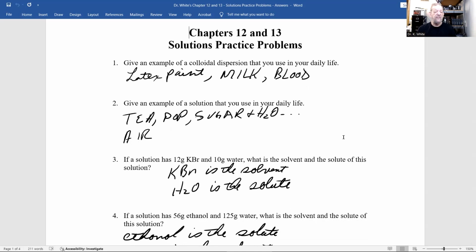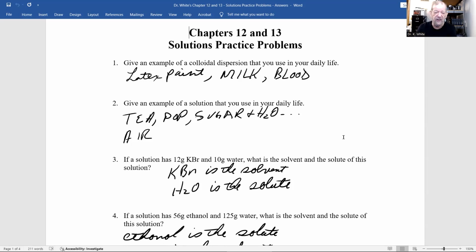Now, give an example of a solution that you use in your daily life. Tea, pop. Don't forget, Dr. White is from the Chicagoland area. And that carbonated beverage that you buy in bottles and cans that's non-alcoholic, which people on the East Coast call soda, we call pop, like the good stuff, Dr. Pepper or Werner's. If you don't know what Werner's is, you're missing a lot. It's a very highly carbonated, very spicy, very good ginger ale.